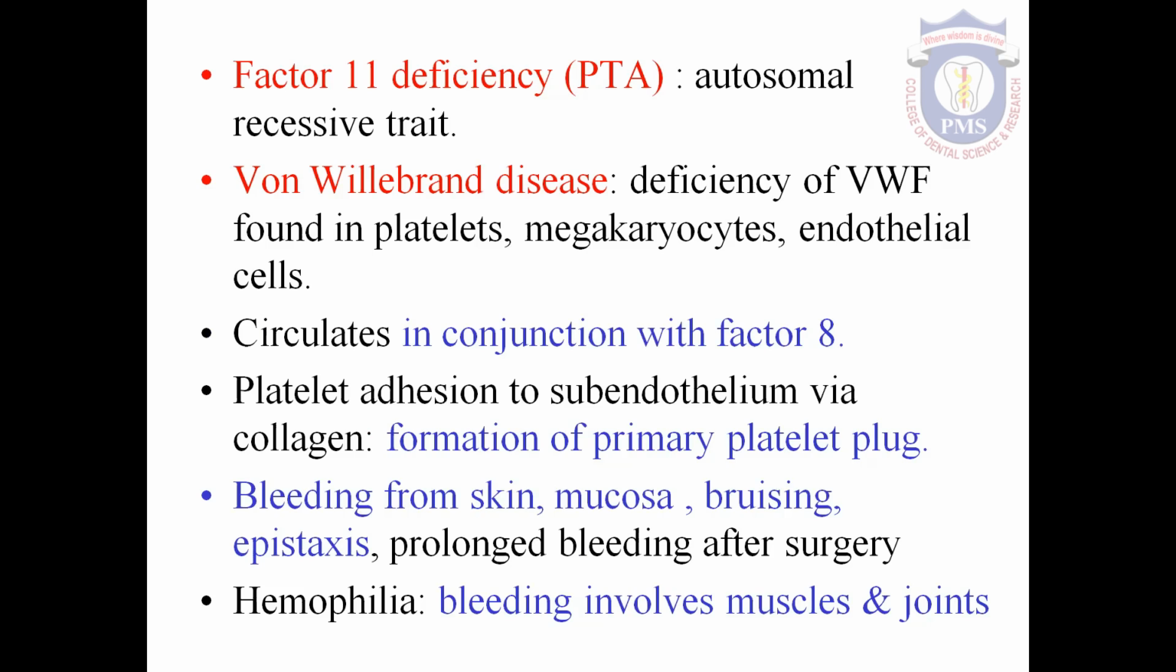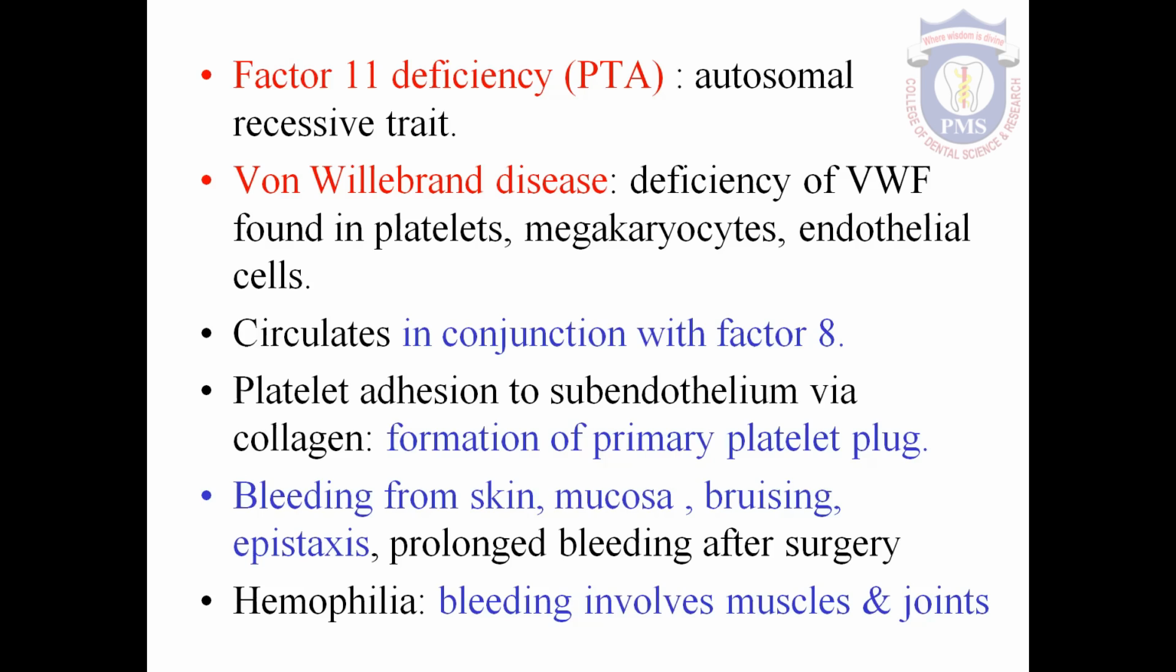In hemophilia, the primary platelet plug formation will be normal, but due to the deficiency of thrombin, the secondary platelet plug formation is defective, and the primary platelet plug can get dislodged. It becomes friable after some time gap from the primary wound. There will be excessive bleeding. So platelet adhesion to subendothelium via collagen, and there is formation of primary platelet plug.